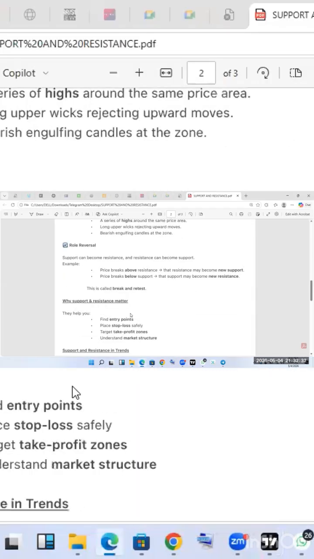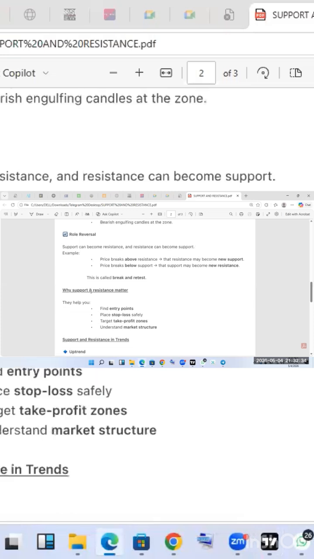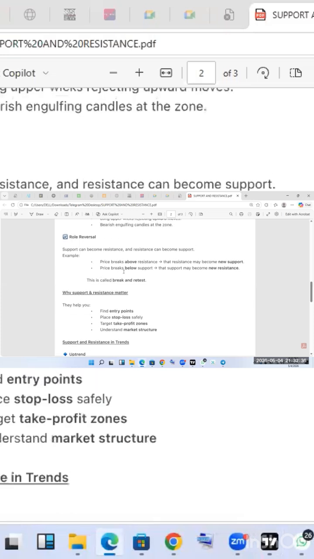So if price breaks below support, that support may become new resistance. This is what I just explained now. This is called break and retest. What happened here is what we call break and retest.